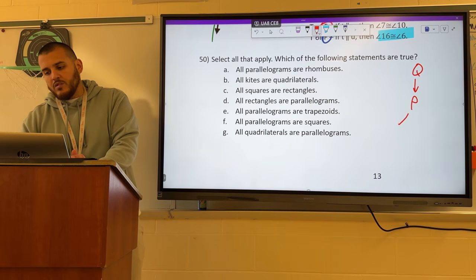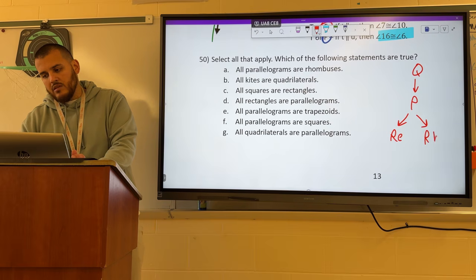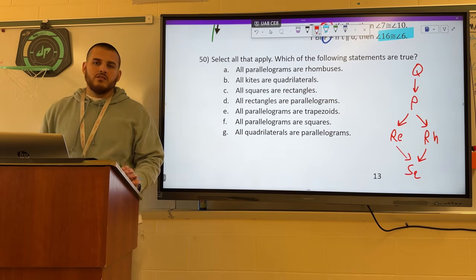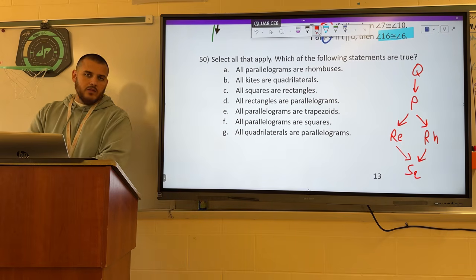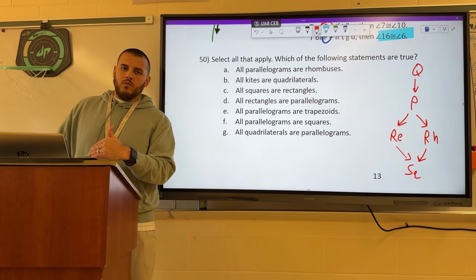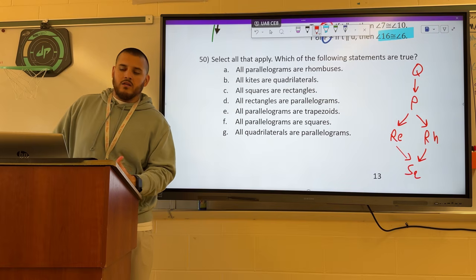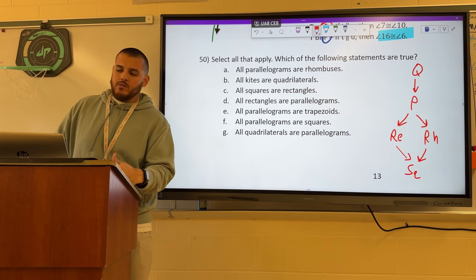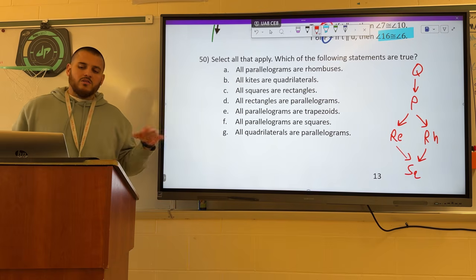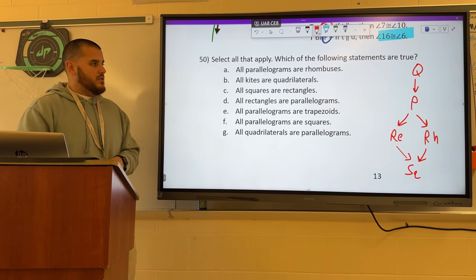But then there are special parallelograms, like the rectangle and the rhombus. And then there's a very special parallelogram called the square, which just has all the properties of rectangles, rhombuses, and parallelograms. That's the main tree that we need to know. We need to know that all squares are parallelograms, that all rhombuses are parallelograms, all rectangles are parallelograms. Okay, from there I'll fill in the blanks with all of our other unique quadrilaterals as we look through here.